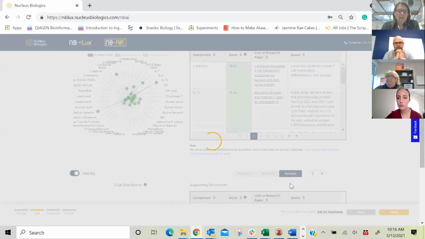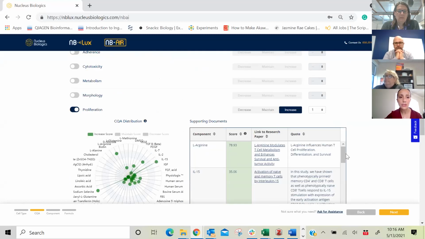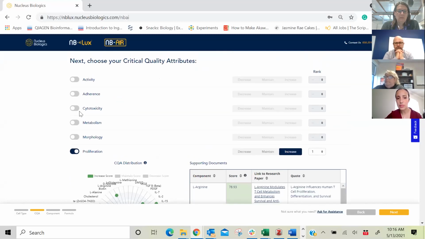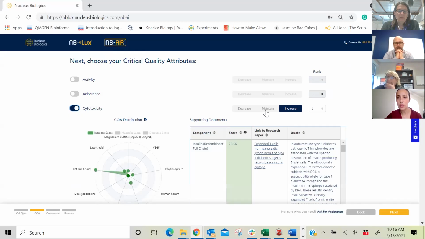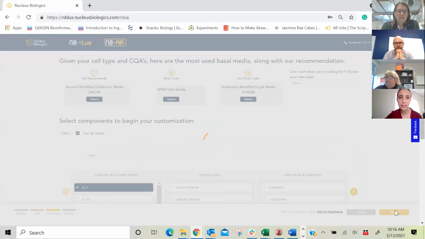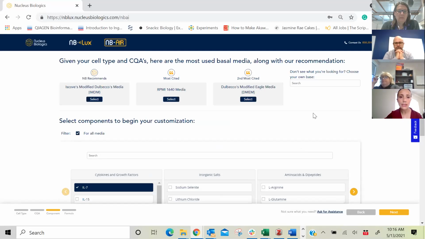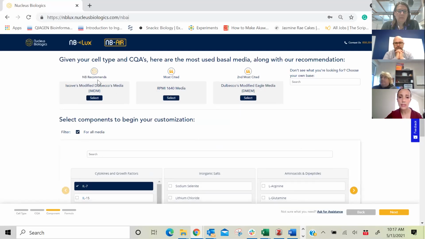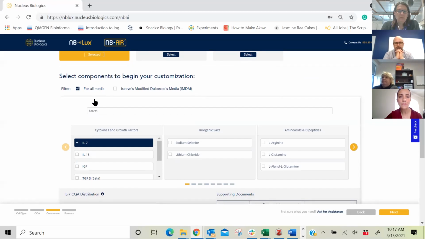So I would like also to increase viability. And then the third CQA is cytotoxicity, which is a CQA that I would like to maintain. So after selecting my CQA, I just go next. And then at this level, I'm able to select the basal media that I would like to use for my media. And I will go with what Nucleus recommends.